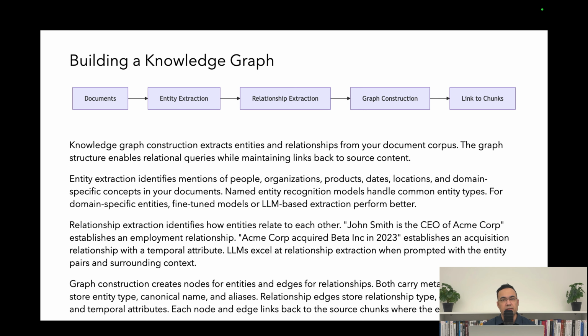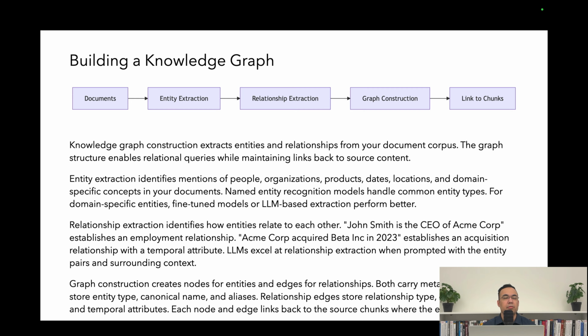Graph construction creates nodes for entities and edges for relationships. Both carry metadata. Entity nodes store the entity type, canonical name, and aliases. Relationship edges store the relationship type, confidence score, and temporal attributes. Each node and edge links back to the source chunks.